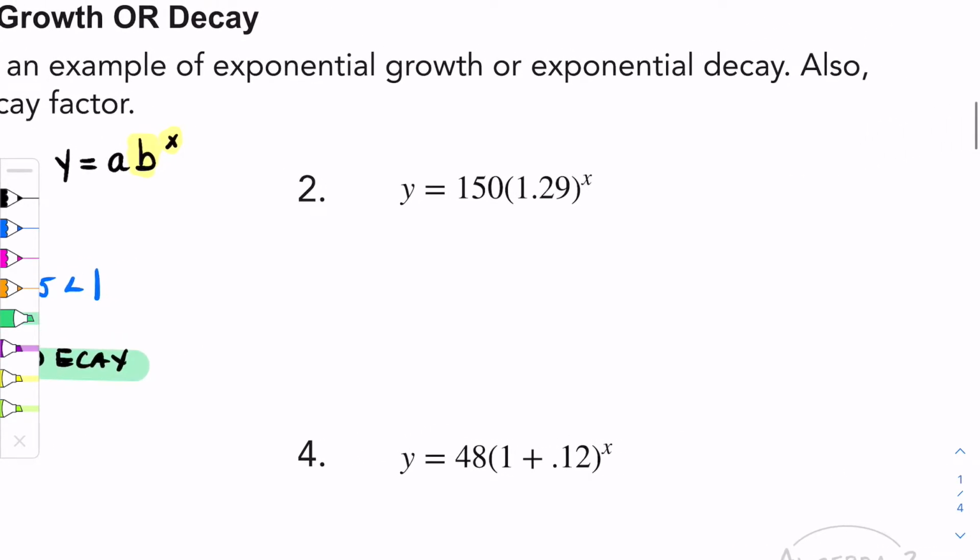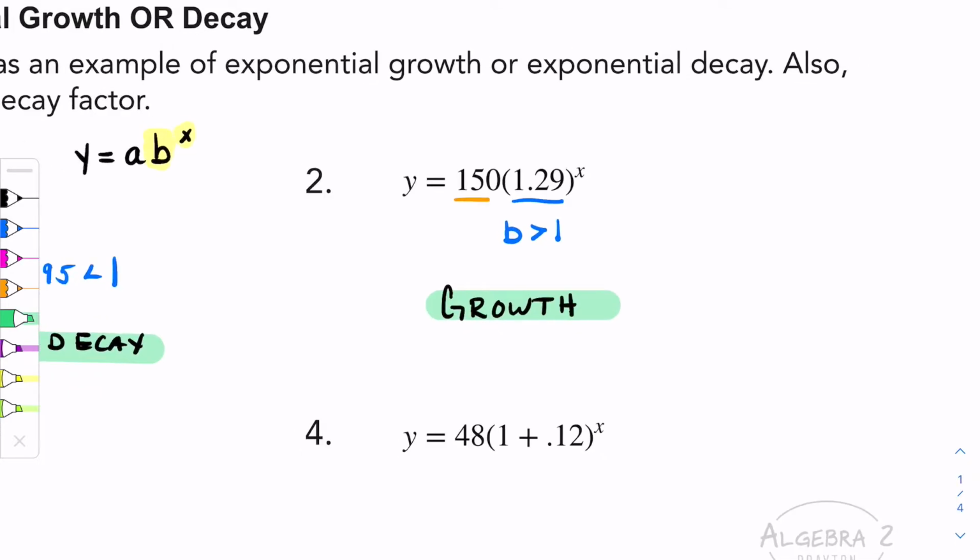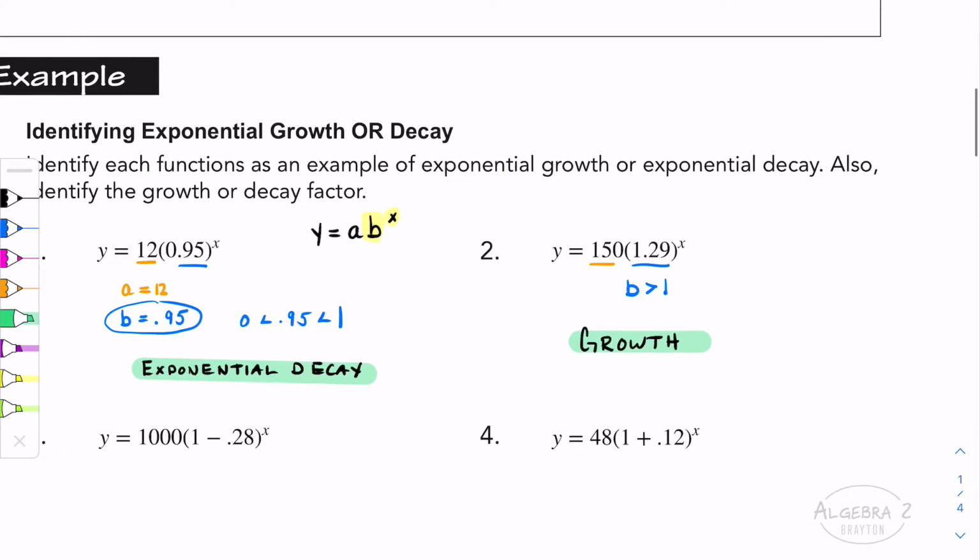For number 2, we have an a value of 150. We have a b value of 1.29. In this case, b is greater than 1, and this would represent exponential growth. If we look at example 1 and 2, I'm going to highlight the base and the exponent on both of these.